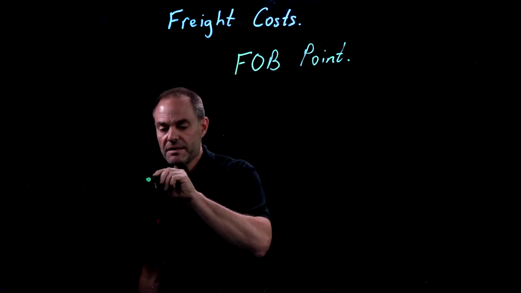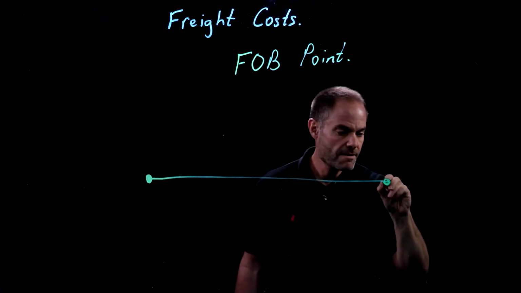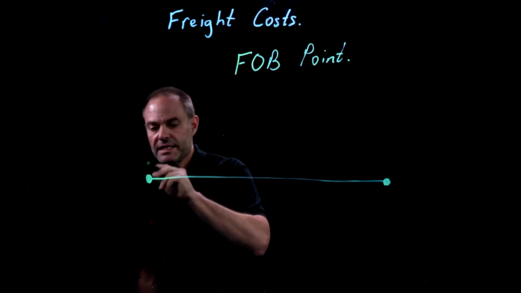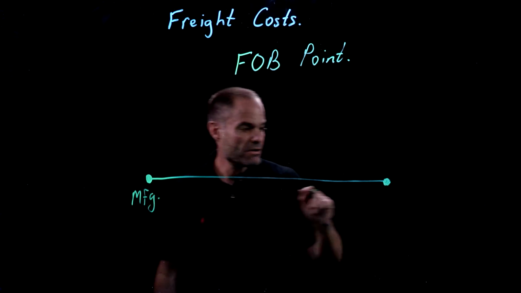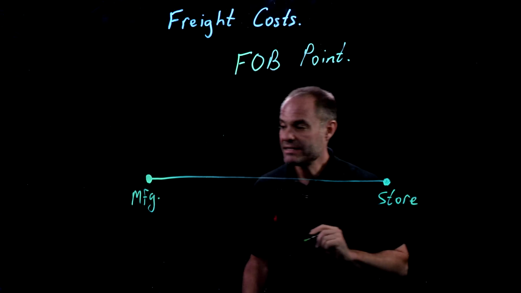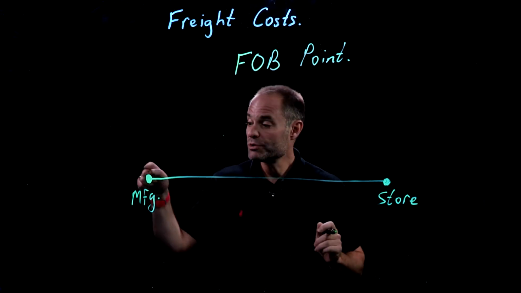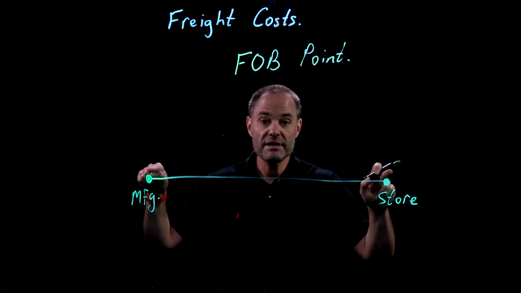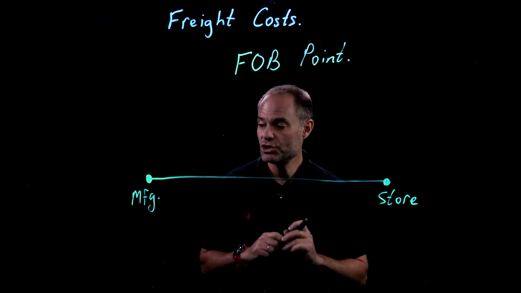Well, think about it this way. Over here is the manufacturer, and over here is the store. Two obvious points to designate the transfer in ownership would be right here or right here. In fact, it can happen at any point, but we're only going to look at these two.